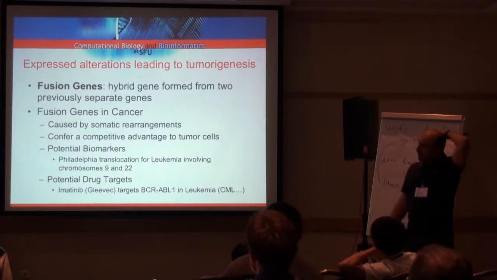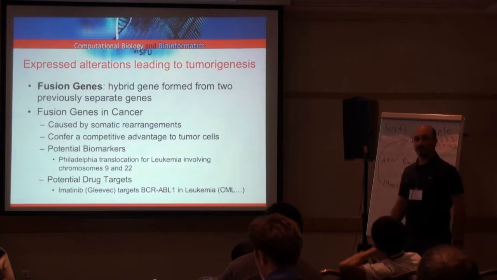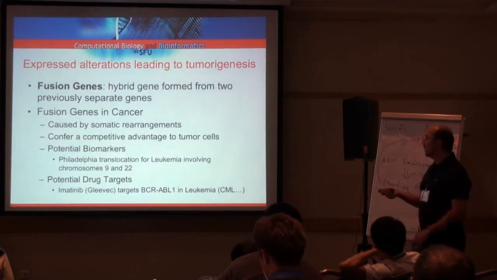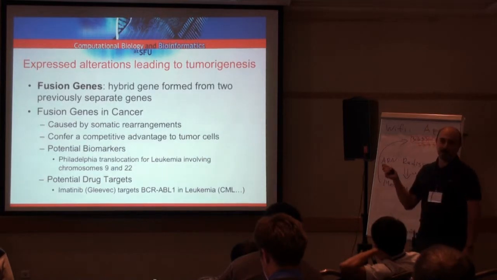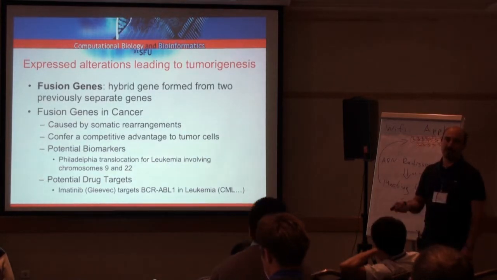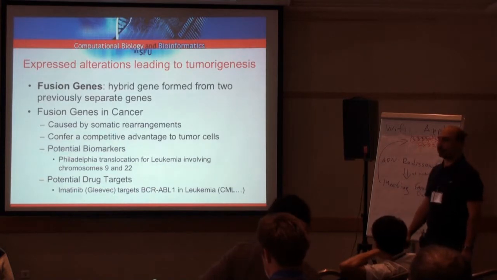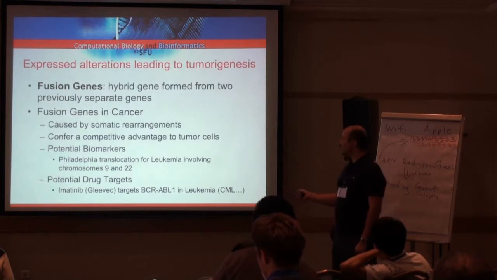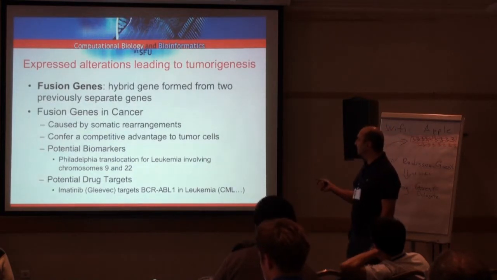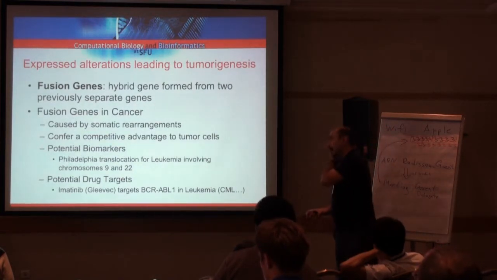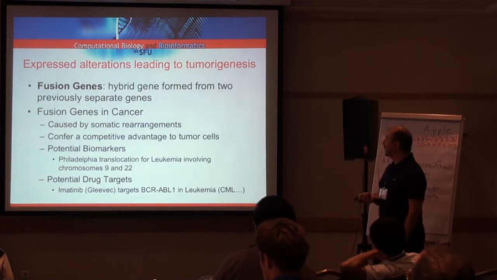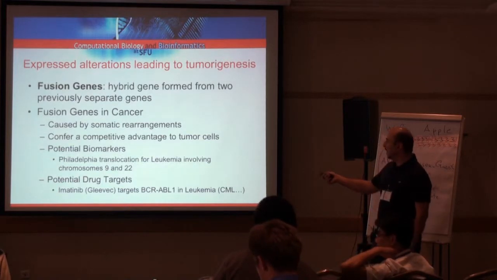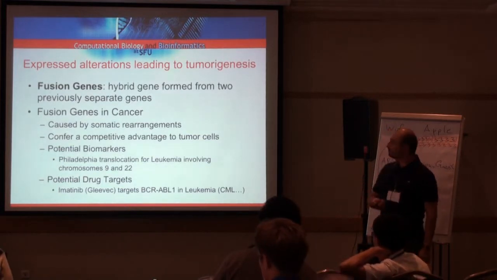So much of my attention these days goes to the analysis of RNA-seq data, and if possible, matched WGSS data to find aberrations in cancer, genomic and transcriptomic aberrations in cancer. Some of our recent work focused on fusion genes caused by somatic rearrangements, which should confer a competitive advantage to tumor cells. You know that they are used as biomarkers and potential drug targets.